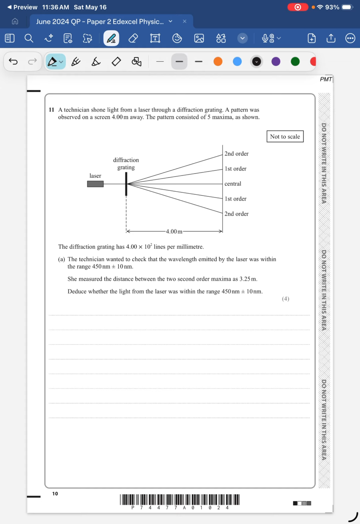Question A. The technician wanted to check that the wavelength emitted by the laser was within the range 450 nanometers plus or minus 10 nanometers. She measured the distance between the two second order maxima as 3.25 meters. Deduce whether the light from the laser was within the range 450 plus or minus 10 nanometers.